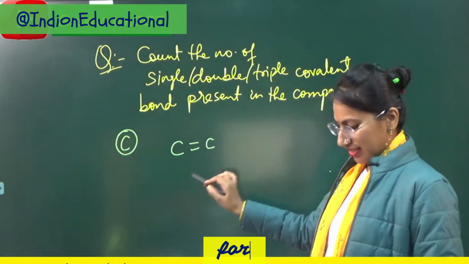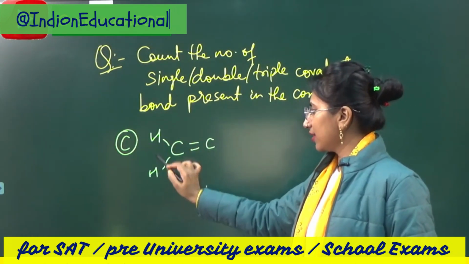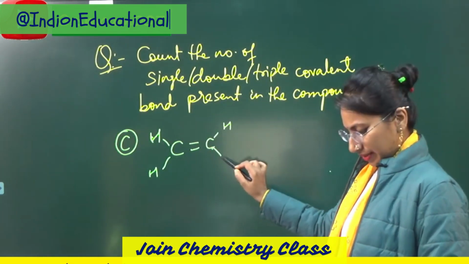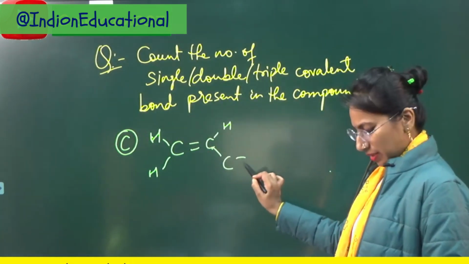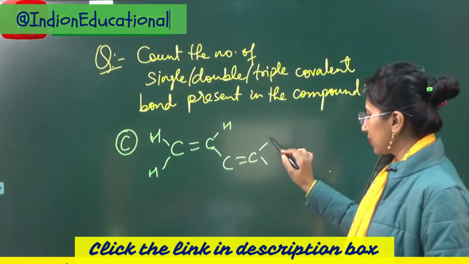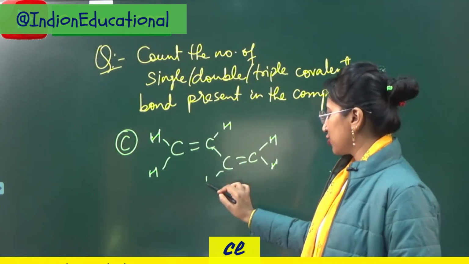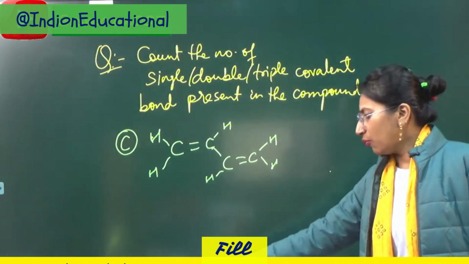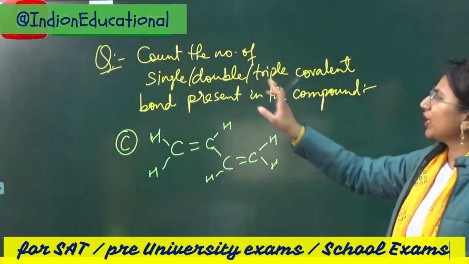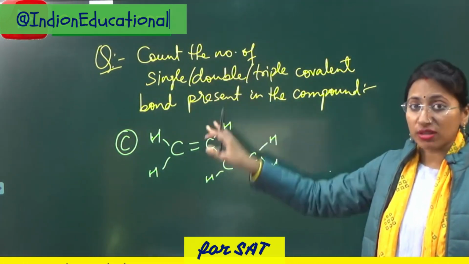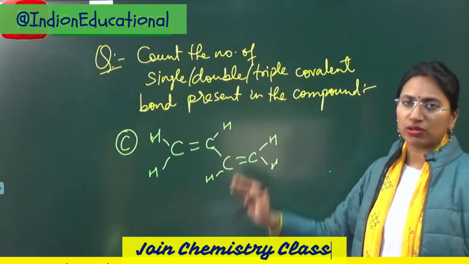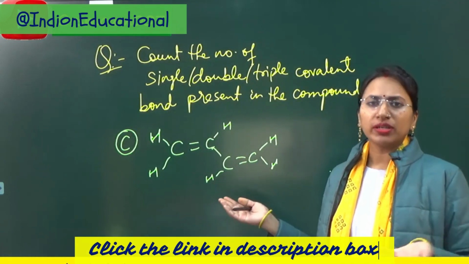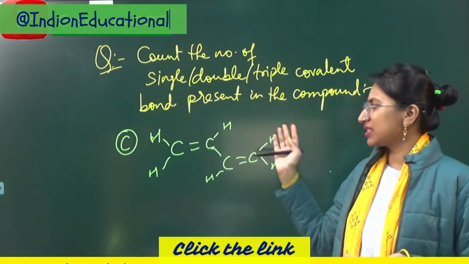C double bond C, H, one H is present here, and C double bond C, H, single H is present here. This is the question written in part C of question 2. Now in order to count the number of total covalent bonds here, you have to count 2 different types of bonds. So first you need to identify which bonds are present in this particular compound. Is triple bond present in this compound?